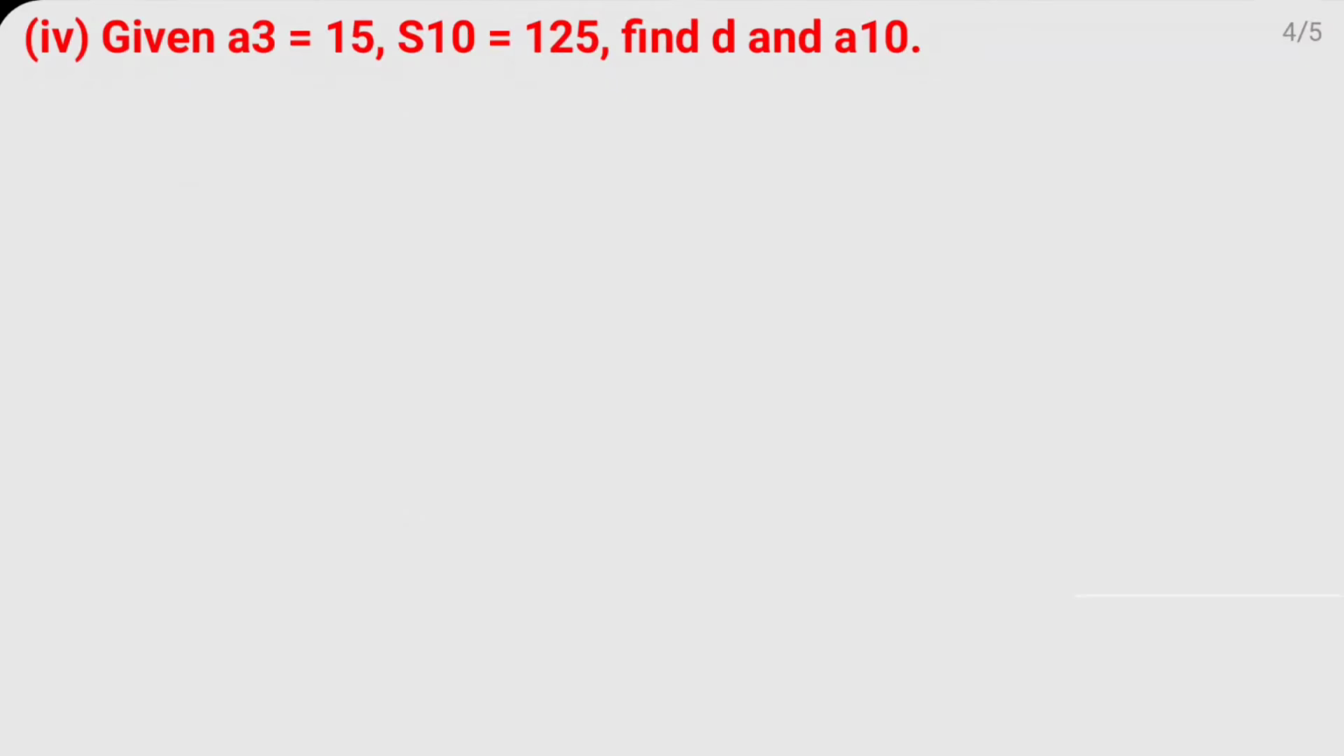So well students, look at the next question. Given A3 is 15 and S10 is 125. Find D and A10. So here they have given third term A3 is 15 and S10, sum of 10 terms, is 125, and we want to find out common difference and A10. Is it clear? So let me solve here.